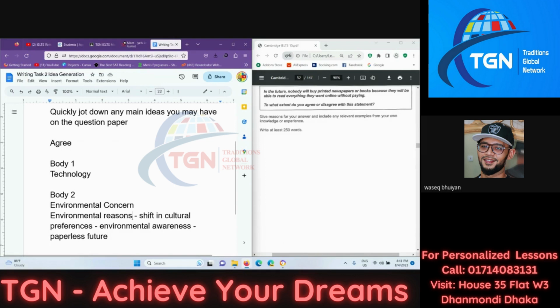So now under environmental reasons, look at this. Because of the use of paper, isn't deforestation happening? So the shift in cultural preferences, right? People don't want to destroy the environment. So I'm just planning. Deforestation, and then paperless future. Boom. So I have the basic structure.